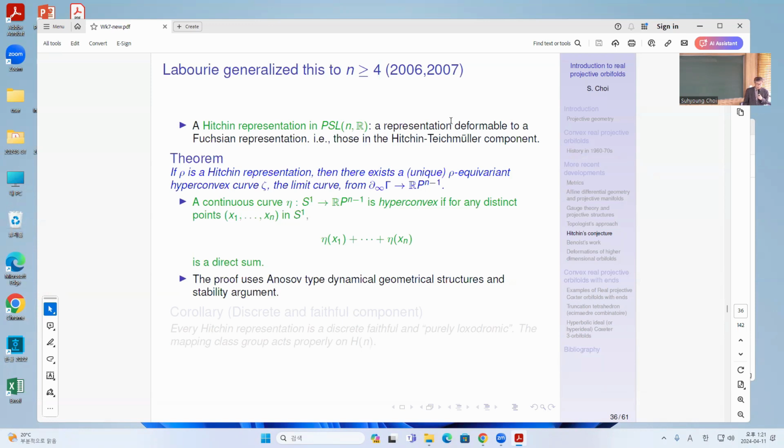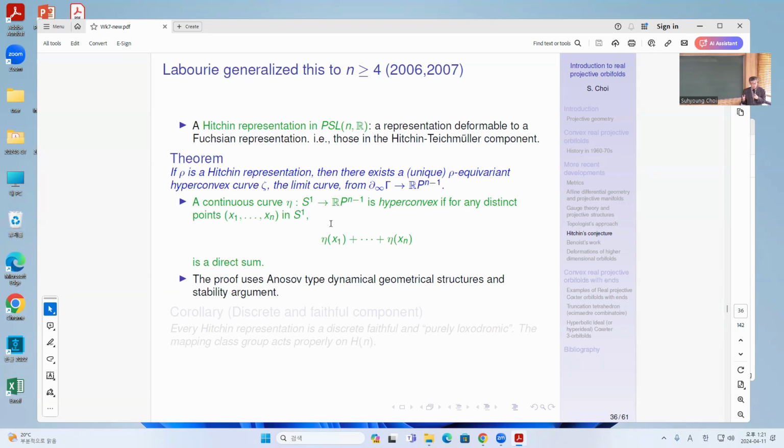Because we don't map up by the mapping class group, that's why. So the basic theorem is that if it's a Hitchin representation, there is a unique rho-equivariant hyperconvex curve, which is actually the limit curve. If you have any hyperbolic group, then there is a Gromov boundary. In the surface case, this is just a circle, which is the infinity of the Fuchsian group. Then this maps to RP^(n-1), and this curve is a continuous curve, and it's called hyperconvex.